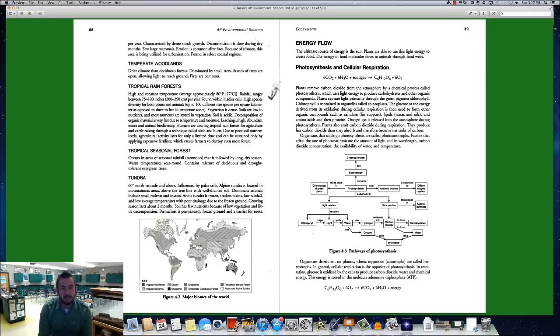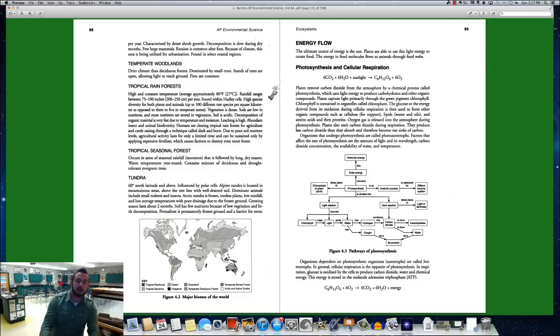Alpine tundra is located in mountainous areas above the tree line with well-drained soil dominated by animals, including small rodents and insects. Arctic tundra is frozen, treeless plains, low rainfall, very low average temperature, and the growing season only lasts about 2 months, when the permafrost thaws out. Soil has few nutrients because of low vegetation and little decomposition, and permafrost is permanently frozen ground and a barrier for roots that they cannot drive even further.